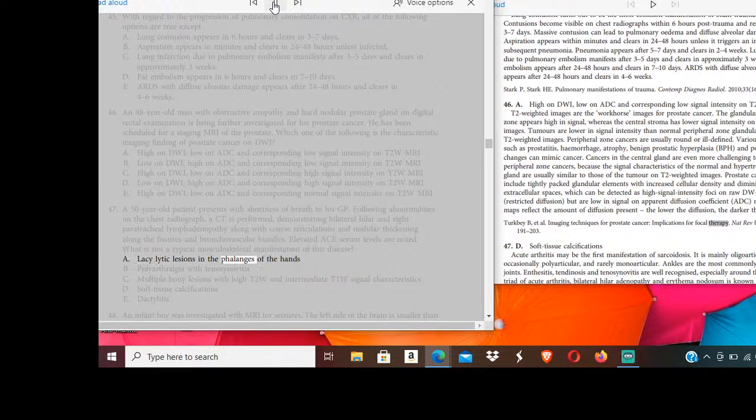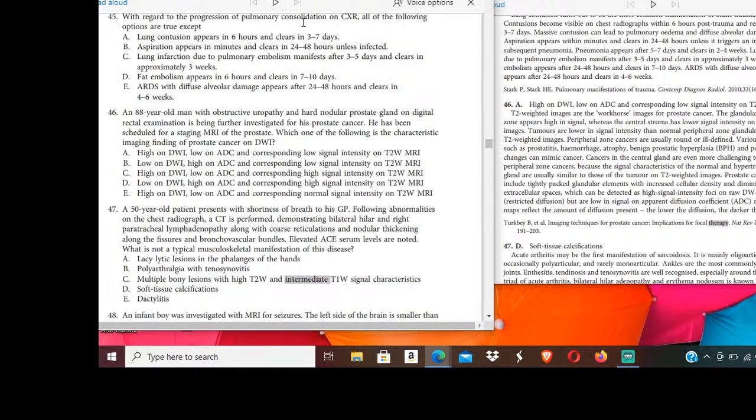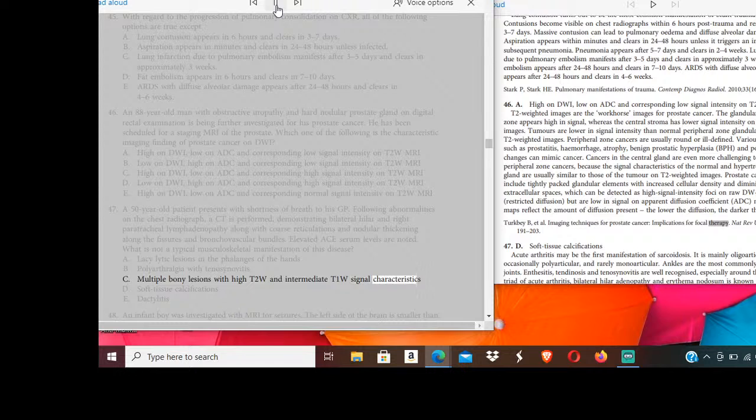A. Lacy lytic lesions in the phalanges of the hands. B. Polyarthralgia with tenosynovitis. C. Multiple bony lesions with high T2W and intermediate T1W signal characteristics. D. Soft tissue calcifications. E. Dactylitis.